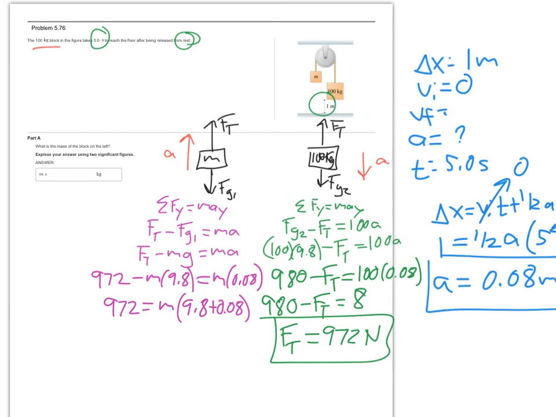And then I can go ahead and solve for my mass, and I find that my mass is 98.4 kilograms. Rounded to 2 sig figs is just 98 kilograms.